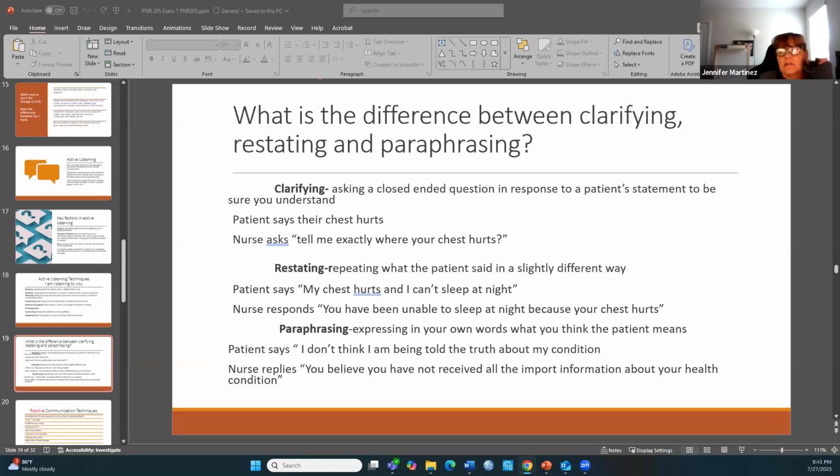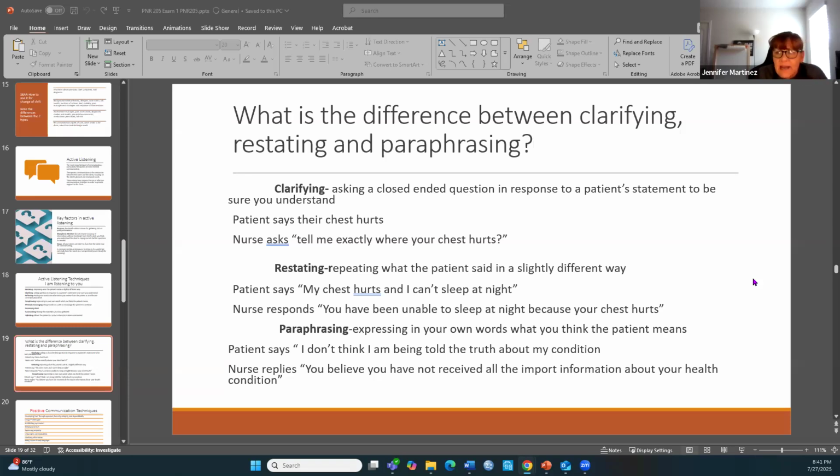Very good. So again, clarifying is asking questions in response to a patient statement to be sure you understand. So if the patient says their chest hurts, you're going to ask, tell me exactly where your chest hurts, right? Whether you tell me or you point to it, show me exactly where your chest hurts. So it's clarifying. We're asking questions to get more information.